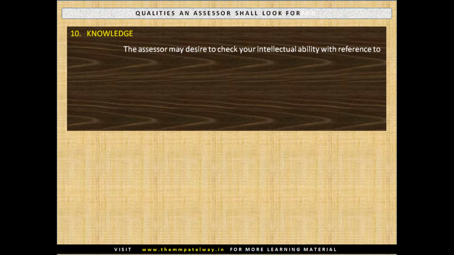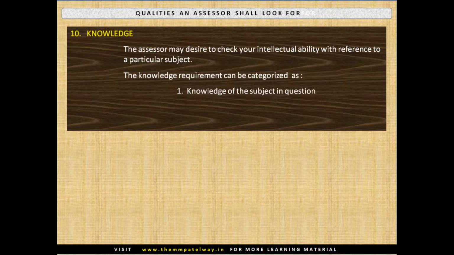The next important point is knowledge. The assessor may desire to check your intellectual ability with reference to a particular subject. The knowledge requirement can be categorized as knowledge of the subject in question, knowledge of related subjects, and ability to link topics and issues. The third ability, to link topics and issues, makes you versatile.